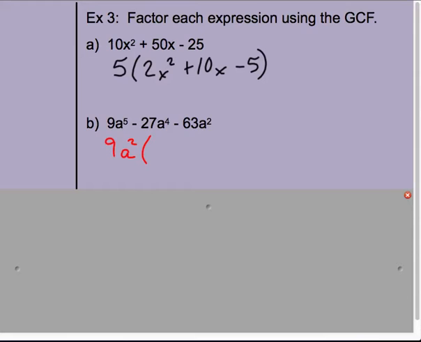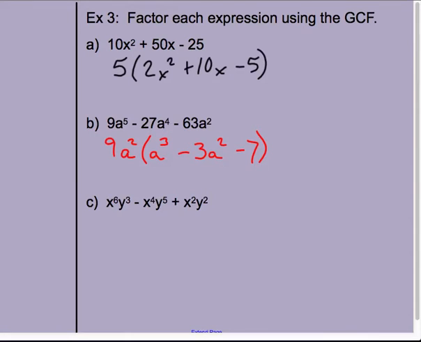I've got 5 a's, and I'm pulling 2 of them out, so that gives me 3 a's left over, or a cubed. 27 divided by 9 is 3. I've got 4 a's, I'm pulling 2 out, so I have 2 left. 63 divided by 9 is 7, and I pulled out both a's, so I don't have any variables left on my last term. So again, looking at my numbers, 1, 3, and 7 don't have a common factor other than 1, and I don't have a variable on all 3 terms.